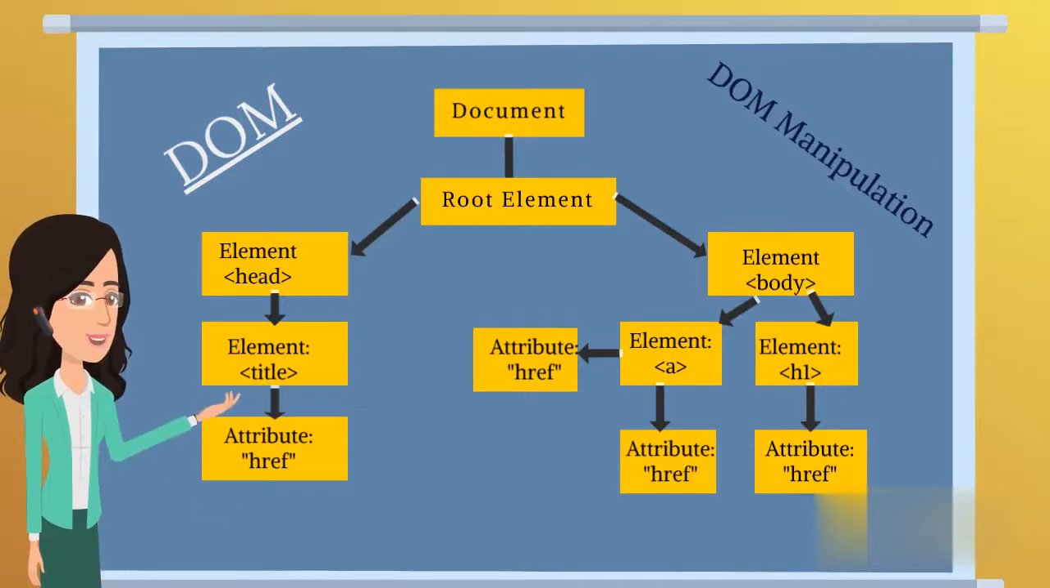And we can say that the Document Object Model is a programming interface for HTML and XML documents. It represents the page so that programmers can change the document style, structure and content. The DOM represents the document as nodes and objects. That's why programming languages can connect to the page.